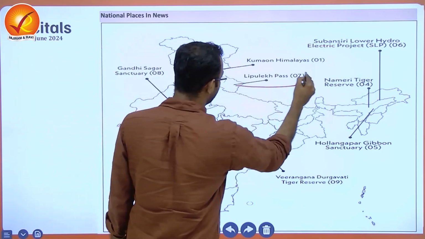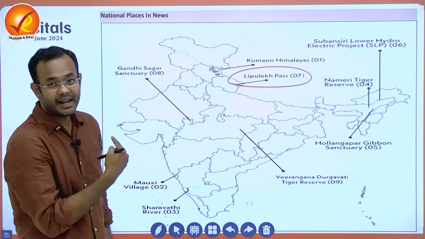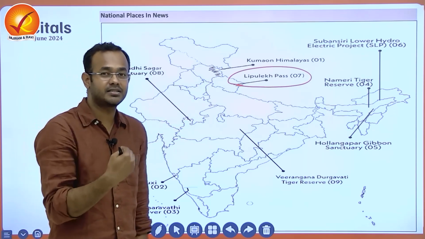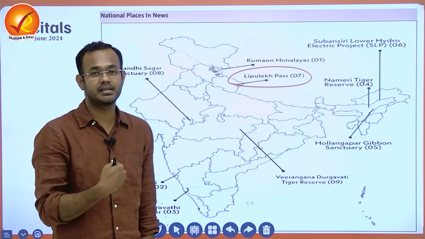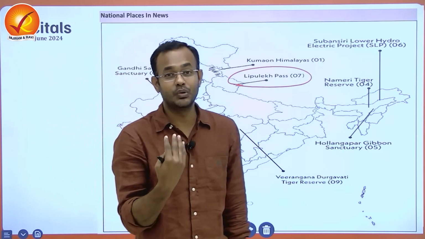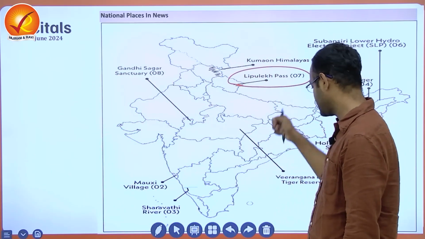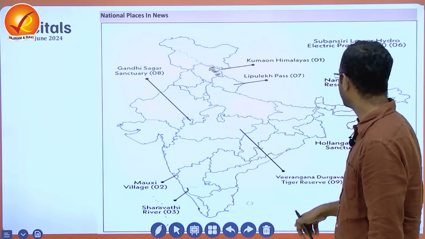Second, Lipulekh Pass. Lipulekh Pass connects India with Tibet. This has been discussed in the last month in mapping classes, specifically related to India-Nepal relationships. So again, as a reference, Lipulekh Pass connects India and Nepal.